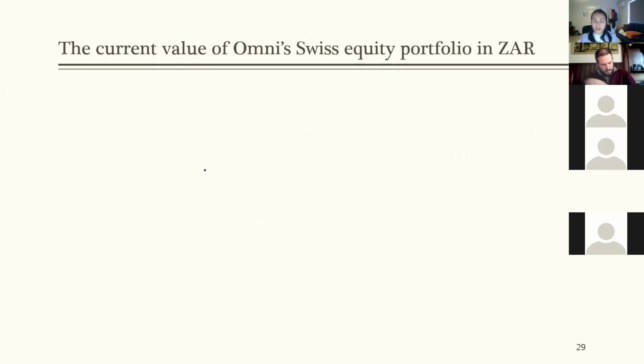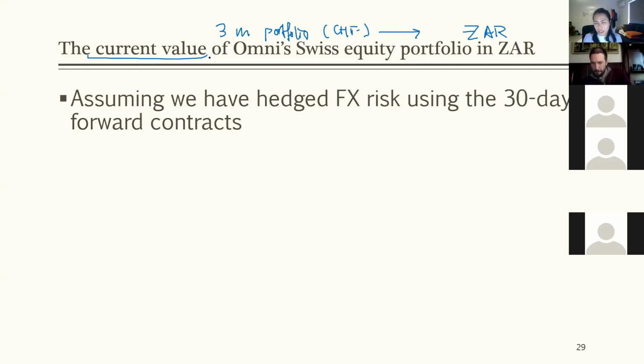Second question, the current value of the portfolio in ZAR. Okay. So here you have a 3 million portfolio denominated in the Swiss franc, and you want to convert it into ZAR. Okay. Now, once again, this is a little bit ambiguous because when you see the word current value, you thought you would use the current spot exchange rate, right? But actually the CFA solution is a little bit different.